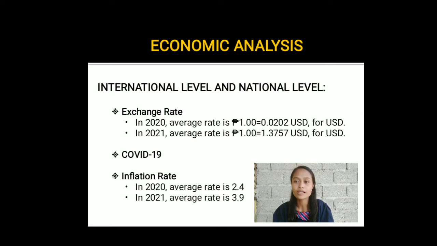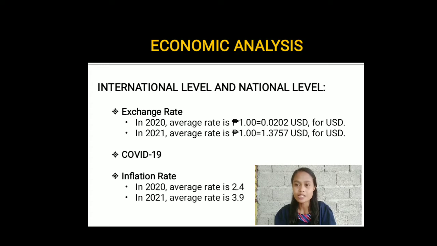The second one is COVID-19. Of course, Jollibee Foods Corporation didn't operate during the year 2020 because of some health protocols and lockdown. And the third one is the inflation rate. In 2020, the average rate is 2.4, and in 2021, the average rate is 3.9. So in 2021, the average rate of inflation is much higher compared to 2020, which is not good.